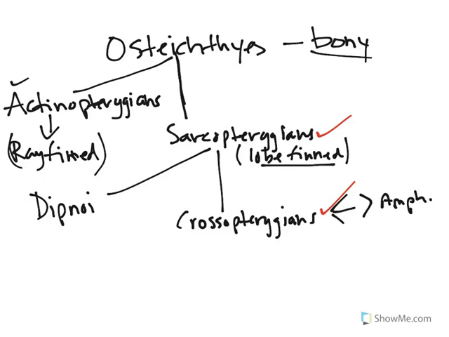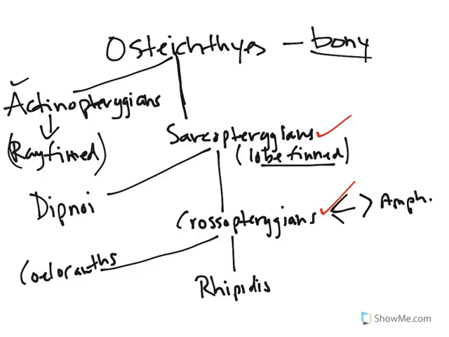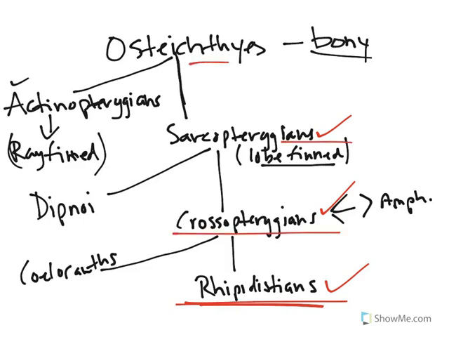Well, there are two groups of Crossopterygians. Our first is our coelacanths. Now, coelacanths are really cool Crossopterygians. They're still around today, but they pretty much stay in the water. However, we can look at our Rhipidistians. Now, Rhipidistians are neat because some of these guys can walk on land. So this is our pathway from our Osteichthyes to our Sarcopterygians to our Crossopterygians, and finally ending up with our Rhipidistians, which eventually lead to amphibians.